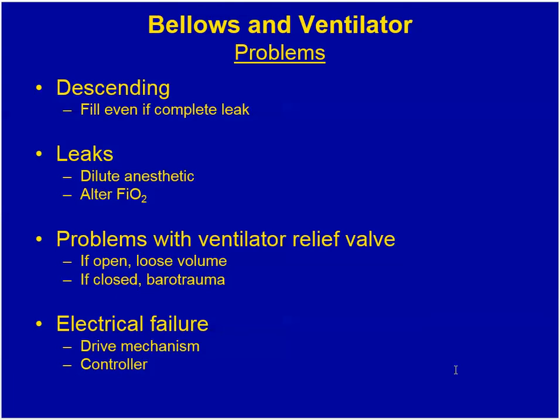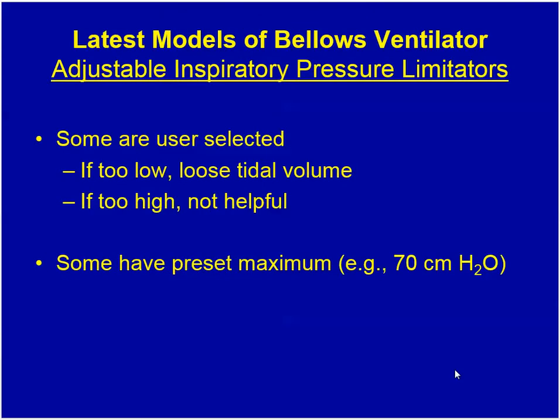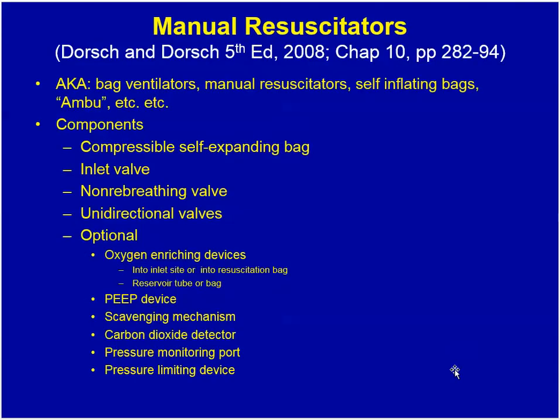There are a number of potential problems with bellows and ventilators. If it's descending, it can fill even if there's a complete leak. If there are leaks, it can dilute the anesthetic and alter the FiO2. If the ventilator relief valve is open, you lose volume, and if it's closed, you can have barotrauma. And finally, if you have electrical failure, it can interfere with the drive mechanism or the controller. The latest models do have some adjustable inspiratory pressure limits to avoid barotrauma.